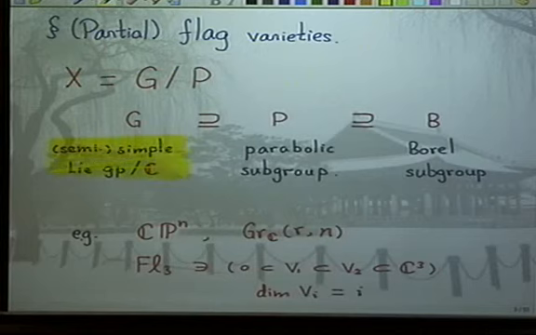So G is a semi-simple Lie group, like SL_n(C) or GL_n(C), and B is a Borel subgroup. So in GL_n(C), it's just the upper triangular matrices, and P is just any closed subgroup containing B. Okay, so those are called parabolic subgroups. And P is parabolic. Make sure that G over P is a compact complex manifold.